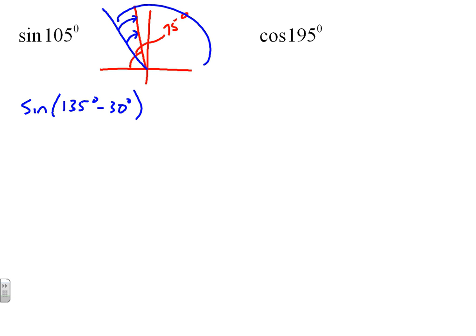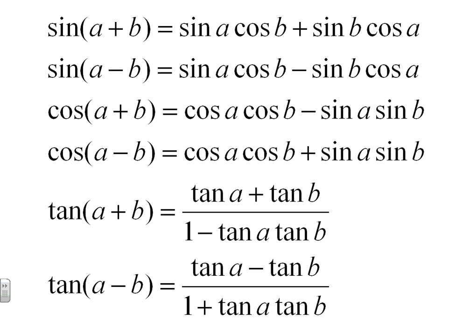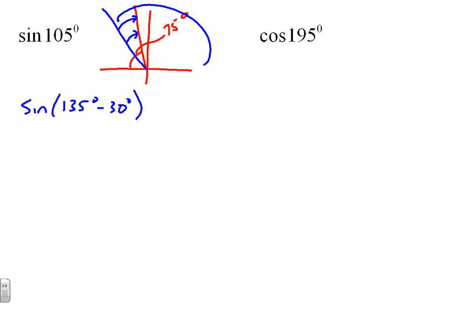So now we need our sine of a difference formula. So we'll take a quick peek at that again. Sine of a difference is sine of the first, cosine of the second, minus sine of the second, cosine of the first. So let's apply that to this. And I get sine of the first, cosine of the second, minus sine of the second angle, cosine of the first angle.